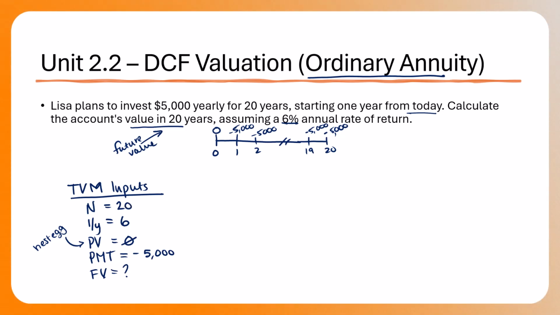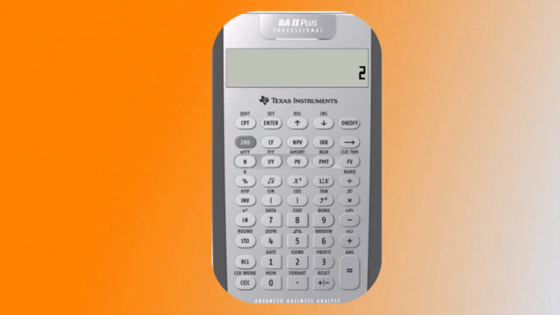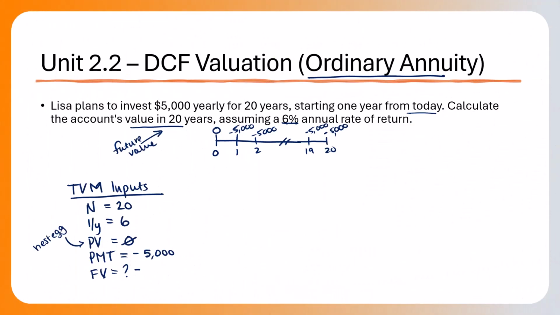and she plans to do this for exactly 20 years. 20 for N, 6 for IY, 0 for present value, negative 5,000 for the payment, compute, future value. She will have $183,927.96 at the end of 20 years.